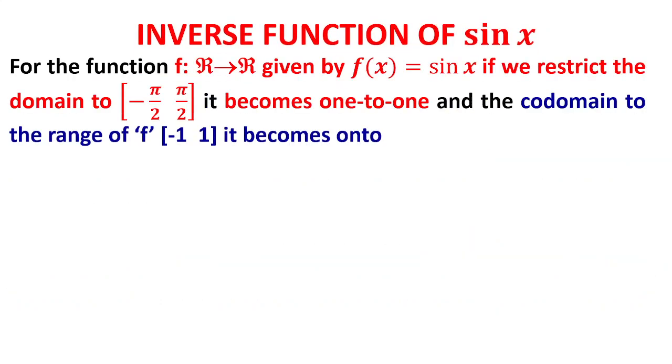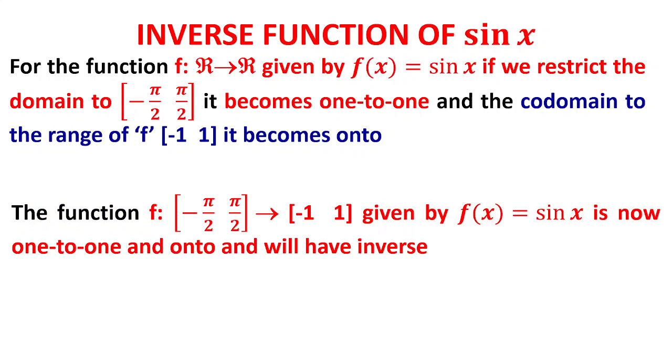Therefore, we take f given by f of x equal to sin x by restricting the domain as minus pi by 2 to pi by 2. Beyond pi by 2, if it goes to the second quadrant, again the sine values will repeat. Therefore, we are taking only from minus pi by 2 to pi by 2, and we are taking the range of sin x, that is -1 to 1, as the codomain.